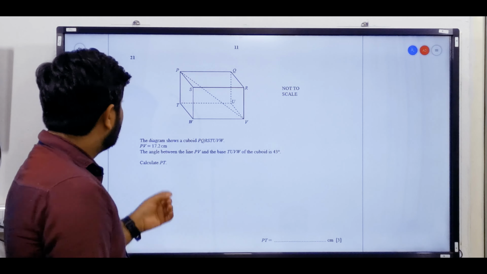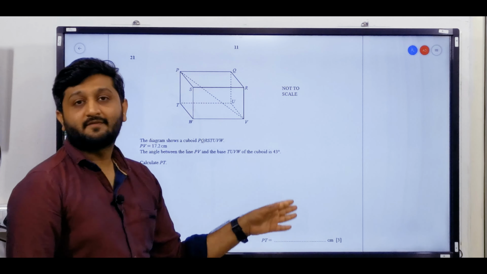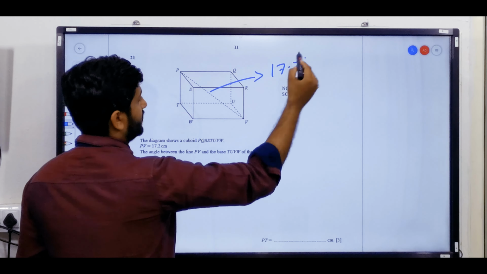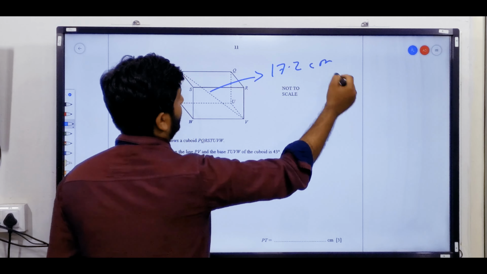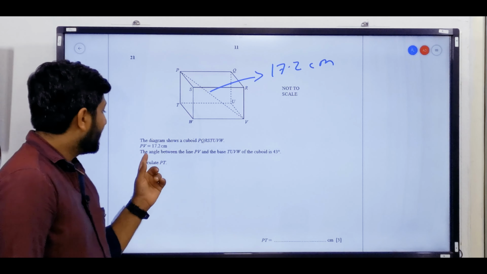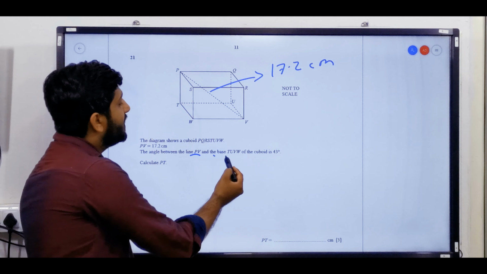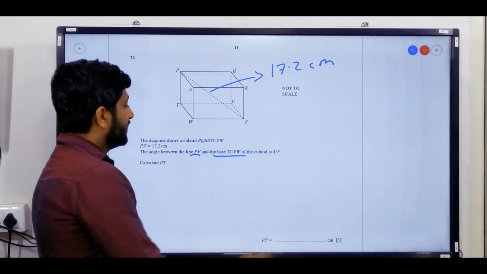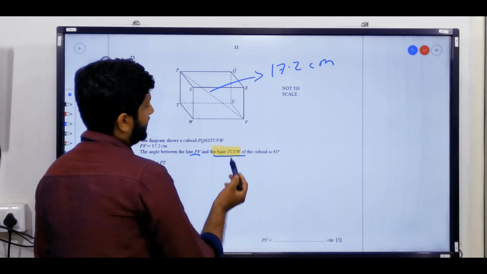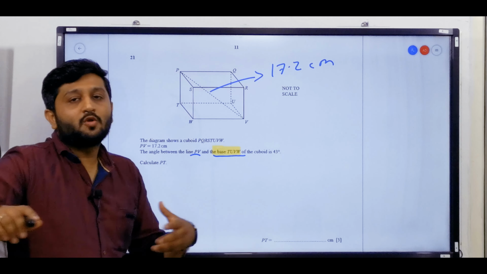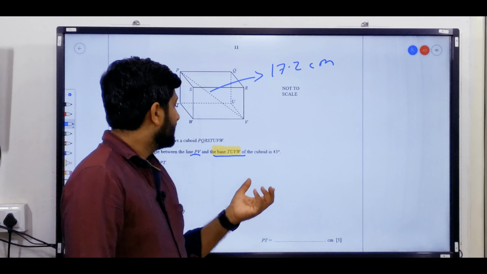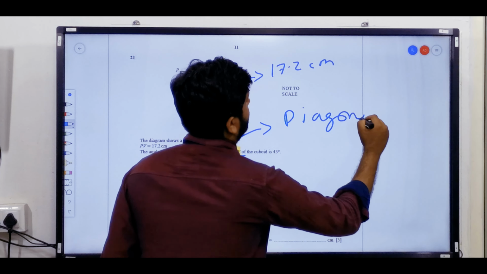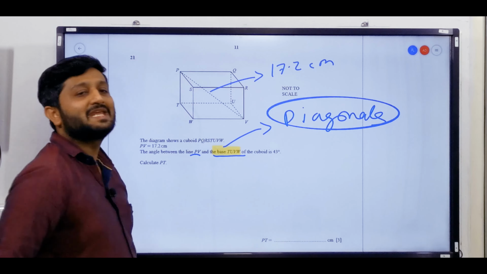The diagram shows cuboid PQRSTUVW. PV is 17.2 centimeter. So this line is 17.2, not degrees. 17.2 centimeter. The angle between the line PV and the base TUVW is 43 degree. So here the confusing word is base. Now what do you mean by base here? The base here means the line, they are generally talking about either of the diagonals.